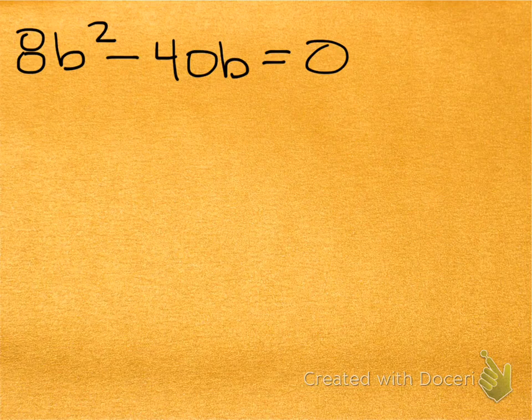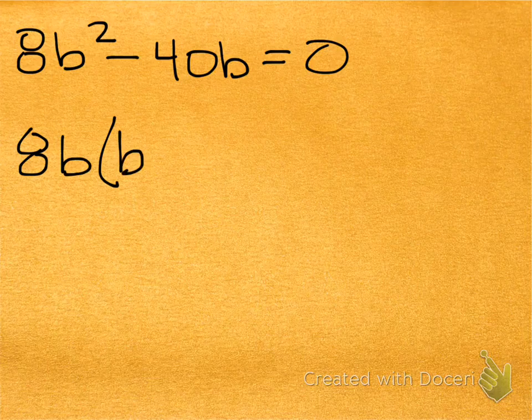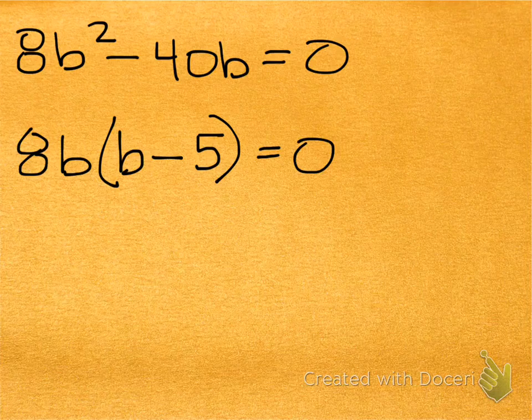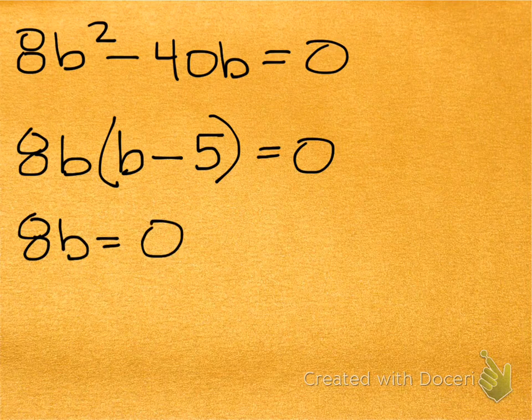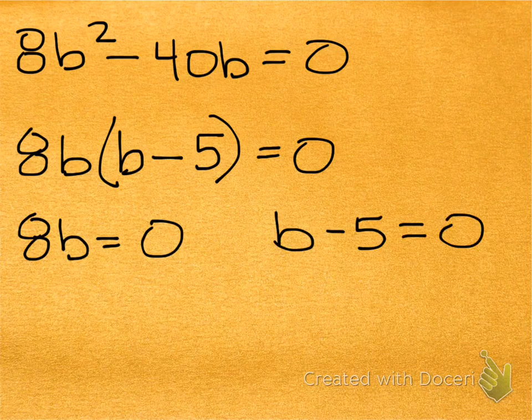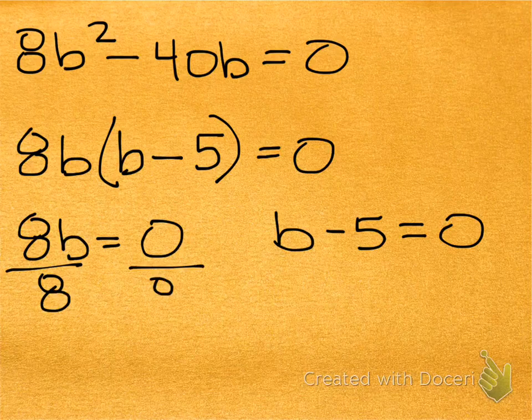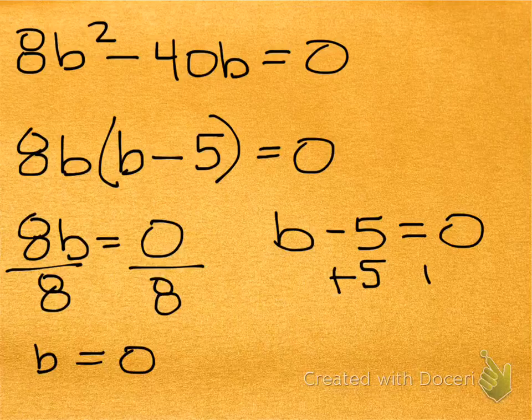This one's not factored yet, so we're going to factor first and then solve. So we can take an 8b out. We're left with b minus 5. And just like the last one, we're going to take each part. What's outside the parentheses, put it equal to 0. What's inside the parentheses, put equal to 0. And we get b equals 0 as one answer, and b equals 5 as the other answer.